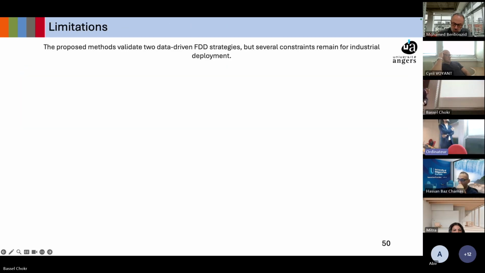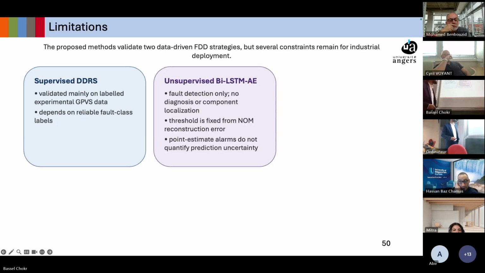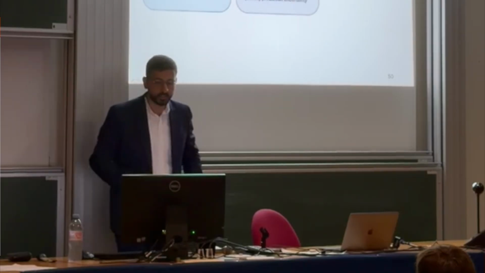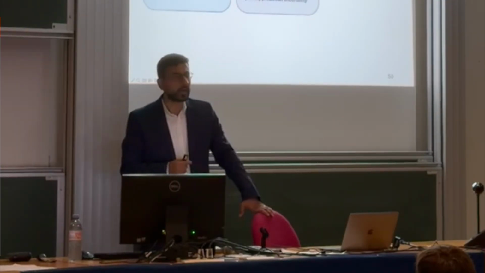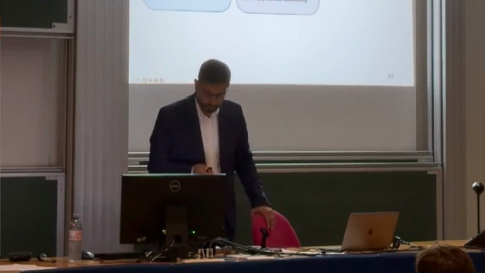The limitations of this work, with the supervised DDRS, are that we validated this on a labeled data set, but it's an experimental data set. And the second is that we depended on reliable fault class data. Then with the unsupervised approach, we were able to achieve only fault detection, no diagnosis or component localization, and the threshold was fixed using the reconstruction error. And we had point estimate alarms rather than considering uncertainty. Those were the limitations of this work.